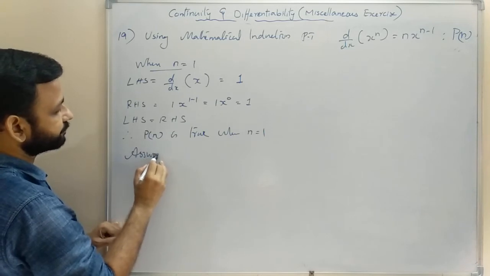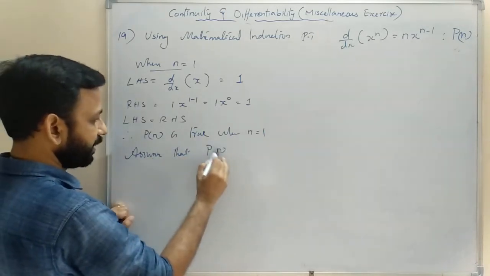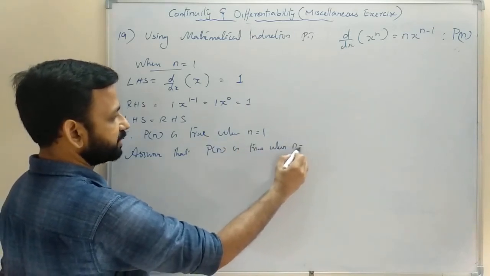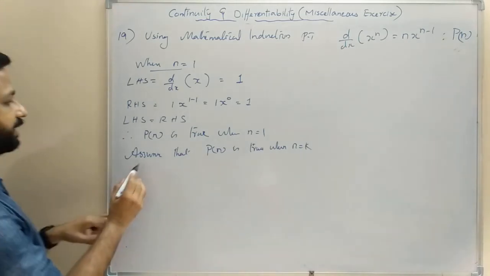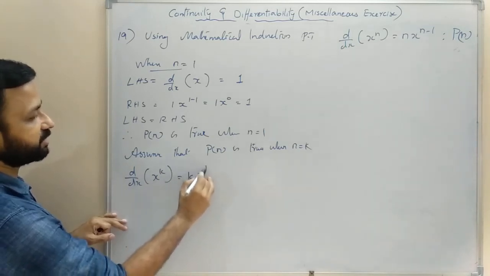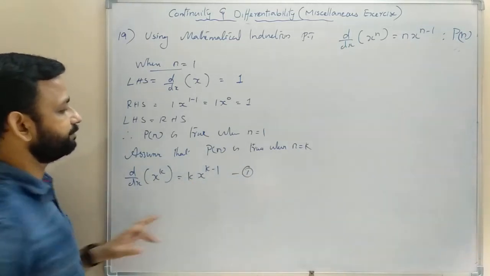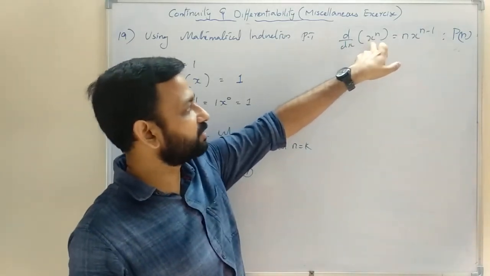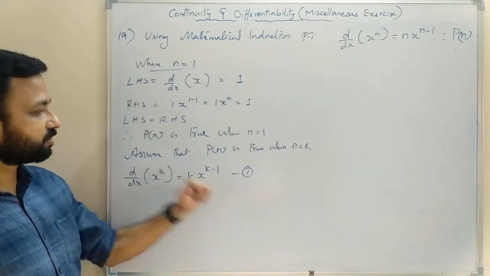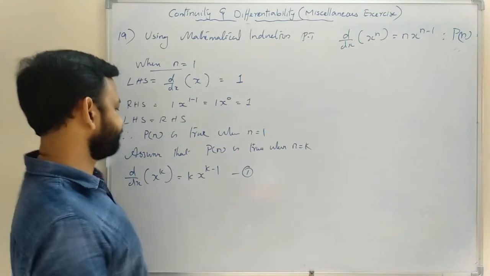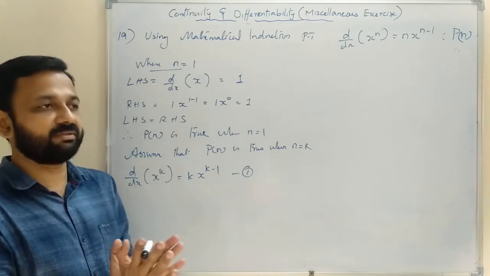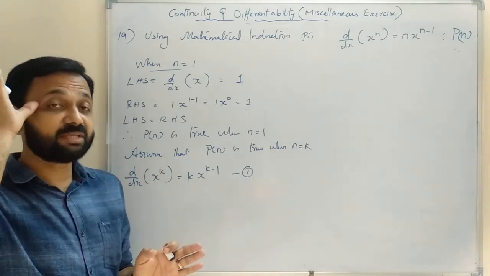Assume that Pn, that is that statement, is true when n is equal to k. So we will write d by dx of x raised to k is equal to k into x raised to k minus 1. That is equation number 1, our assumption. We are assuming the statement is true when n is equal to k. Then next we have to prove that the statement is true when n is equal to k plus 1. So that is the principle of mathematical induction.